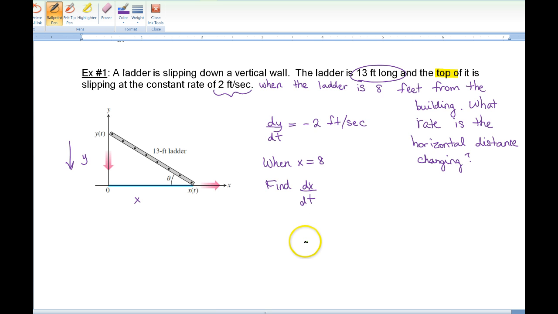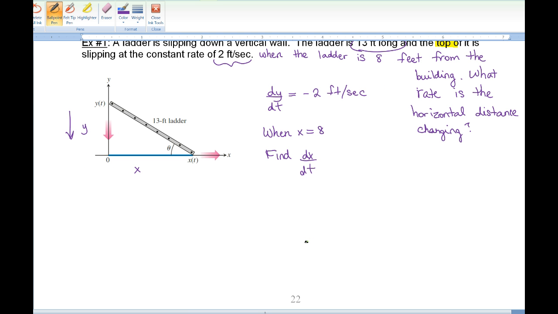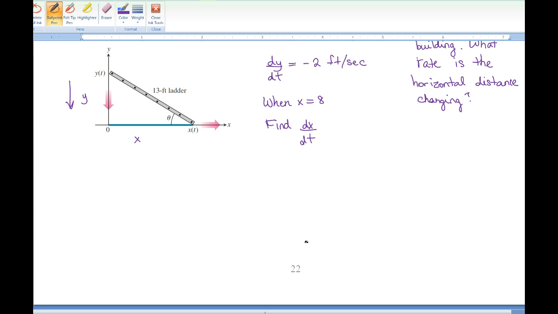So what's the significance of the value of 8 for x? Is that the initial position of the ladder before it started to fall? Okay, so what relates these three measures? This looks like what kind of triangle? Right triangle. And how can we relate x, y, and 13? Pythagorean theorem. So x squared plus y squared equals 13 squared.